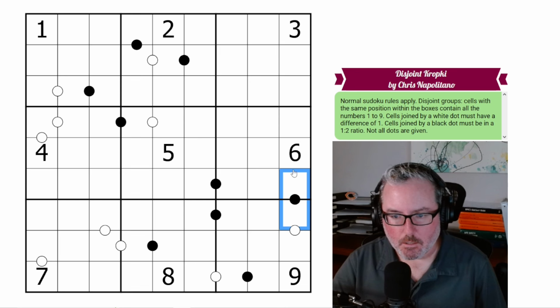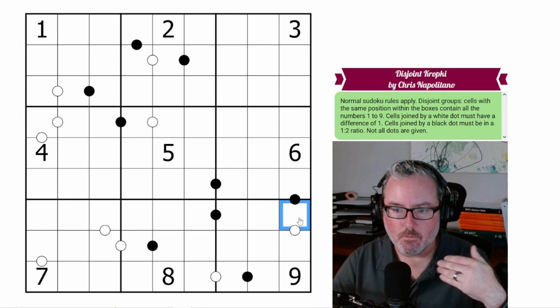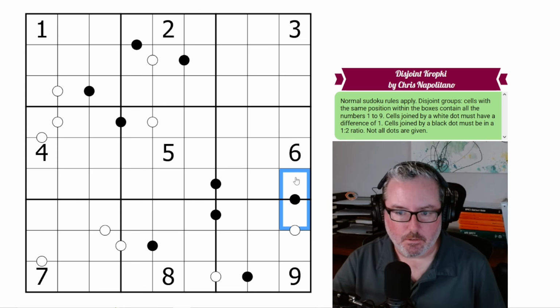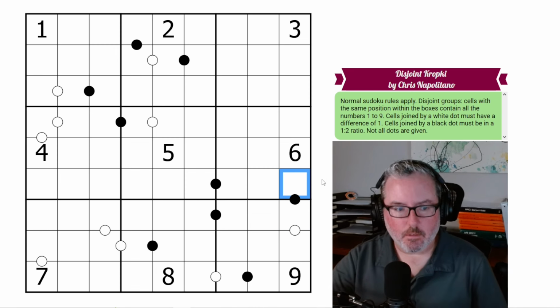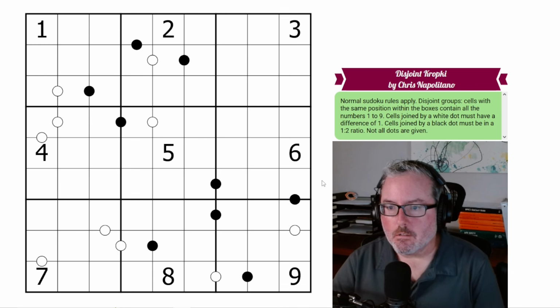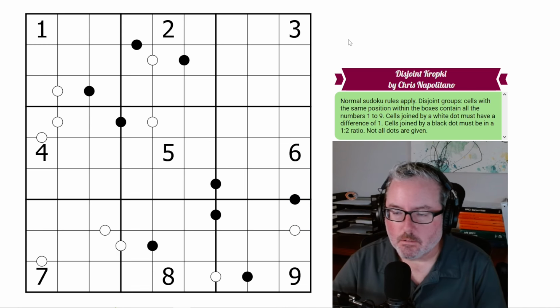So on a black dot like this one here, whatever this digit is, x, this is either half x or 2x. So it just has to be in a 1 to 2 ratio. One is half of the other one. One is double the other one. Those are all of our rules. So let's just get into this one and see what comes of it.